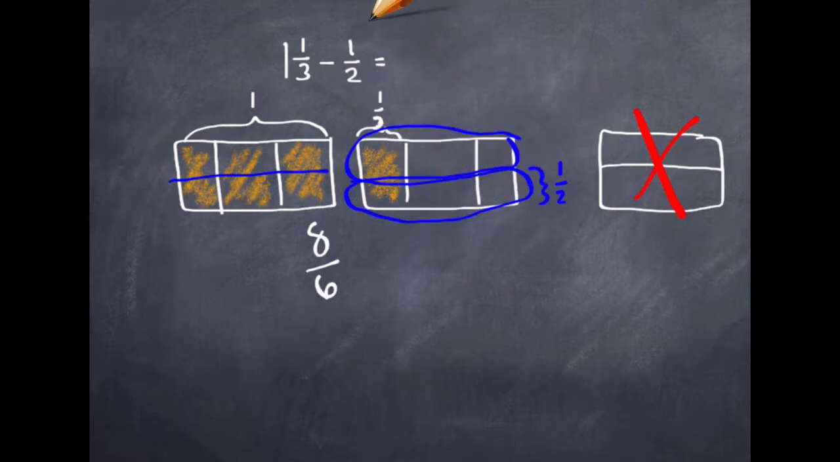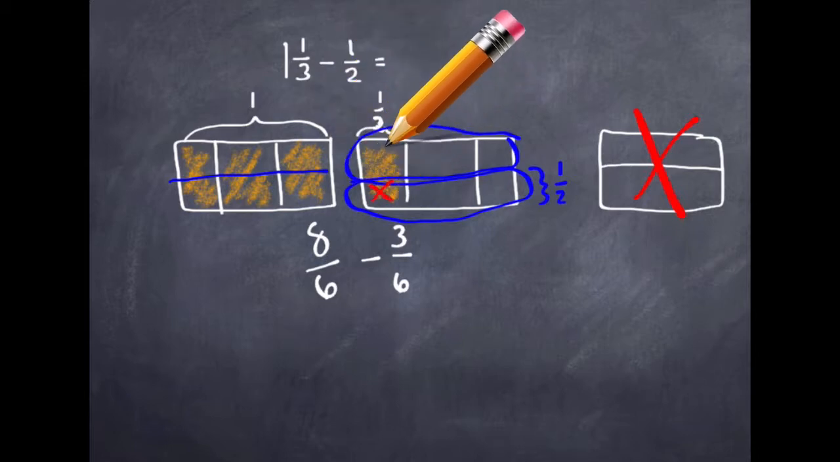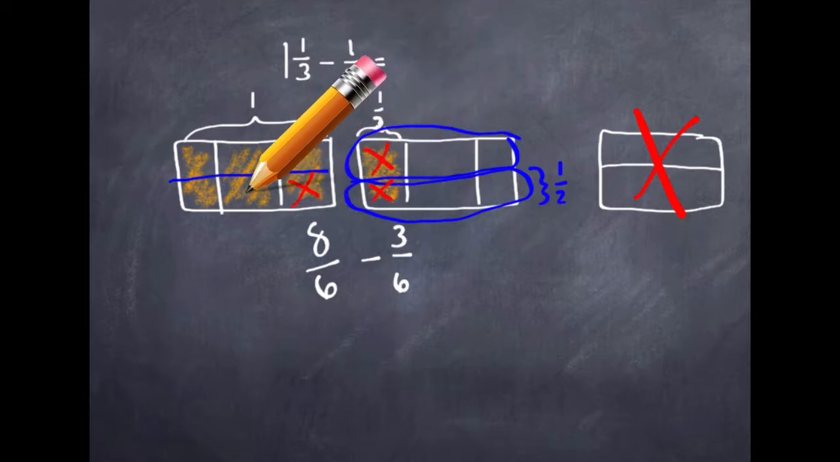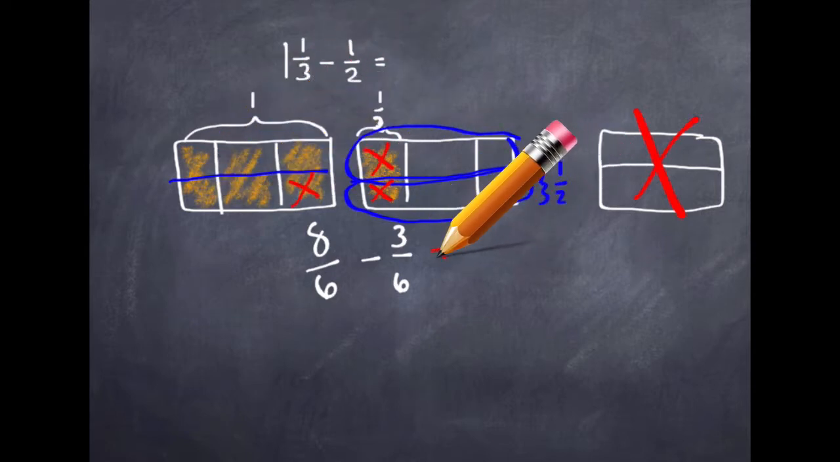There are 1, 2, 3. 3 sixths in 1/2. So one way I can write this is to say 8 sixths minus 3 sixths, because 3 sixths is the same as 1/2. So that means I'm going to have to get rid of 3 sixths. I could do that by going 1, 2, 3, which leaves me with 1, 2, 3, 4, 5 sixths.